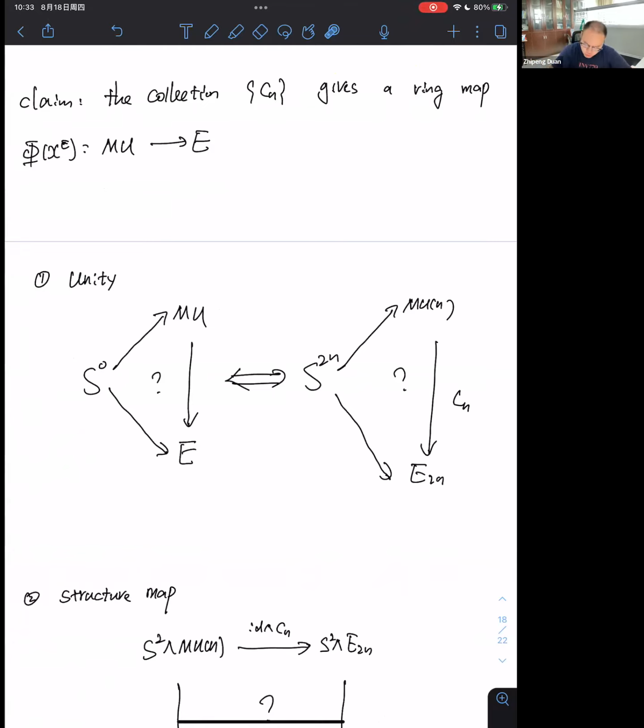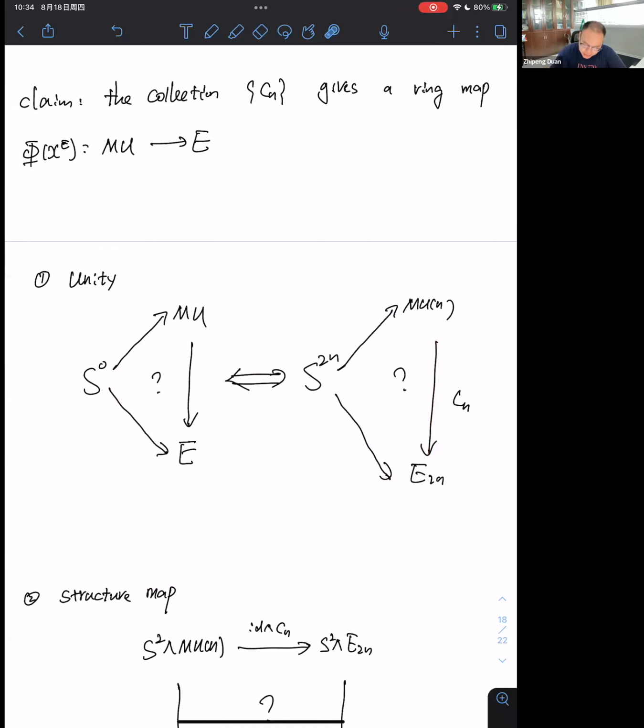We need to show that the map we constructed is commutative up to homotopy from these two unit maps, the unit map from the sphere spectrum. And on the point set level, it's just equivalent to the commutativity up to homotopy of this triangle. Both of these maps are actually the unit map, and the vertical map is the class Cn.